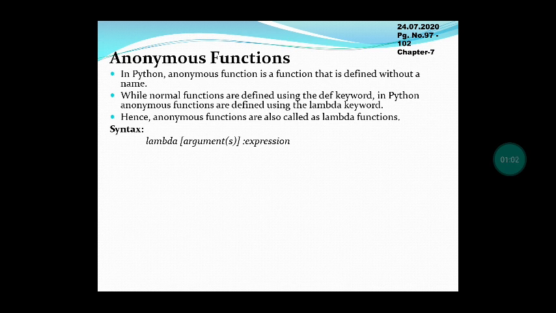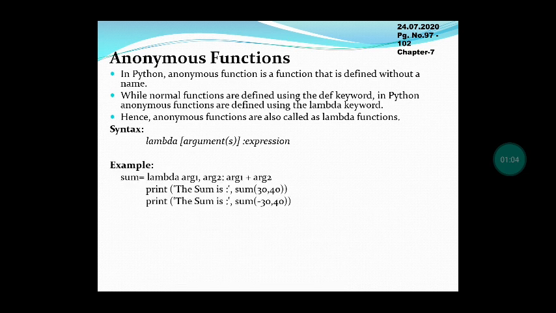By seeing the example, you can clearly understand how we can use the lambda function. sum = lambda argument1, argument2. So two arguments here we are using. No function name is given, not at all. We are adding the values argument1 and argument2, that is argument1 plus argument2.